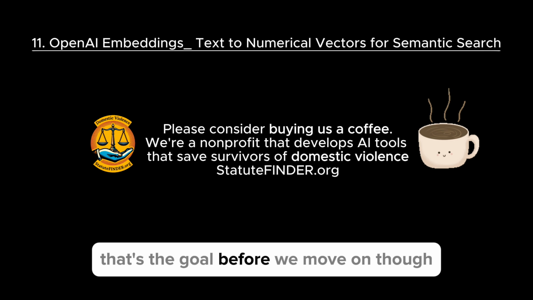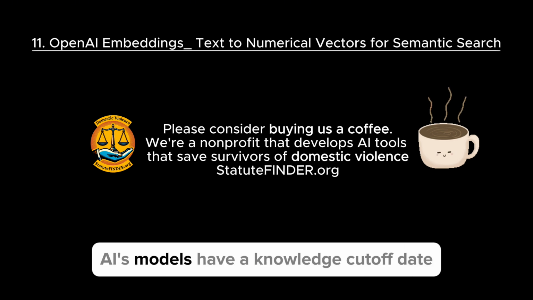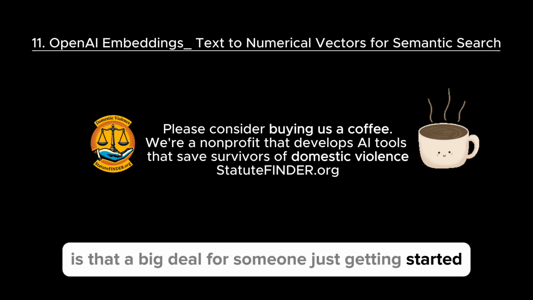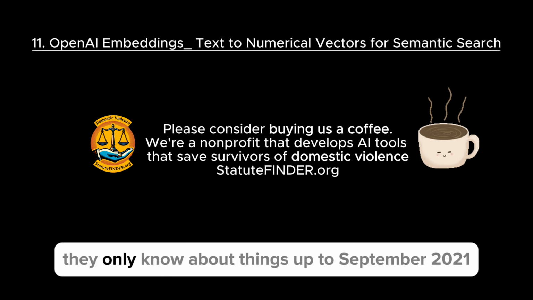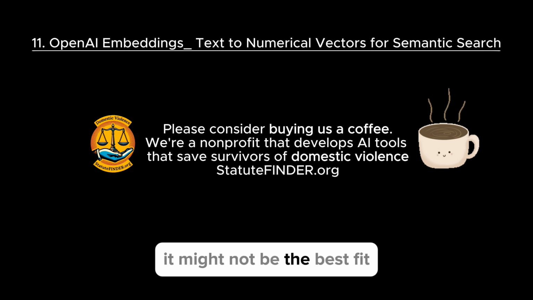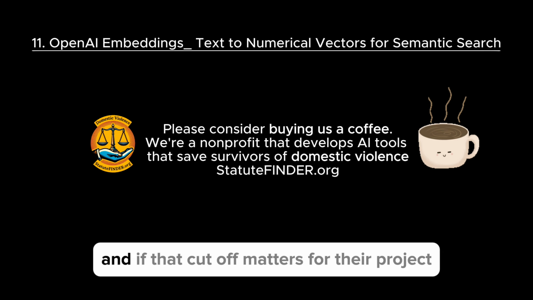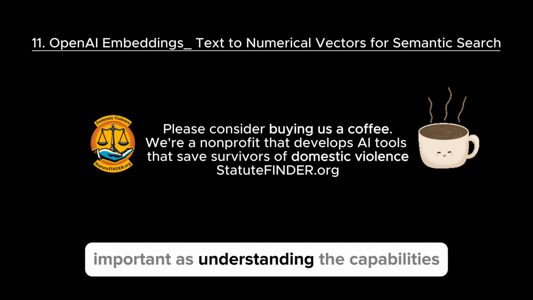That's the goal. Before we move on, though, I've got one last question. The document mentions that OpenAI's models have a knowledge cutoff date. Is that a big deal for someone just getting started? It's definitely something to keep in mind. Their newest models, they only know about things up to September 2021. So if you're working with information after that, it might not be the best fit. So our listeners should think about what kind of information they'll be using and if that cutoff matters for their project. Exactly. Understanding the limitations is just as important as understanding the capabilities.